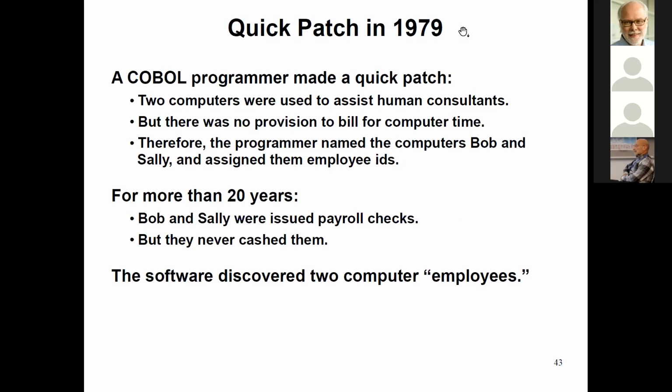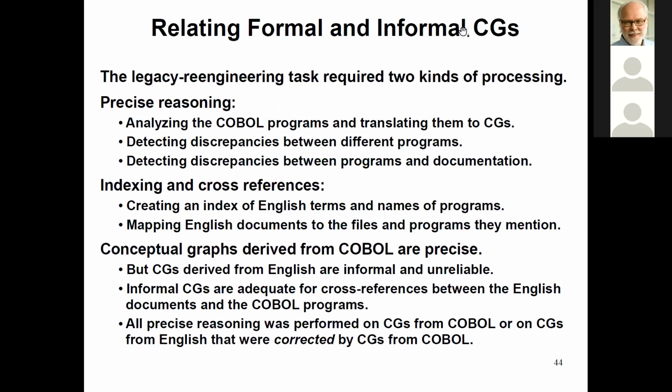Some COBOL programmer made a quick patch. Two computers were used to assist the human consultants, but there was no provision to bill for computer time. So the programmer named the computers Bob and Sally and assigned them employee IDs. So for more than 20 years, Bob and Sally were issued payroll checks. They never cashed them. And so the software discovered two computer employees. And these are the kinds of things that can be done.